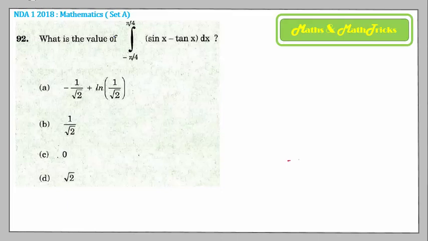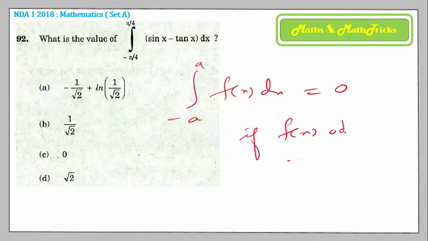Now the function sin x is very well an odd function, because sin of minus x is minus sin x. Even tan x is an odd function, since tan of minus x is minus tan x. So overall the given function is an odd function. Whenever the given function is odd, you know that the integral from minus a to a of f of x dx becomes 0 if f of x is odd. So here this whole function f of x is odd.